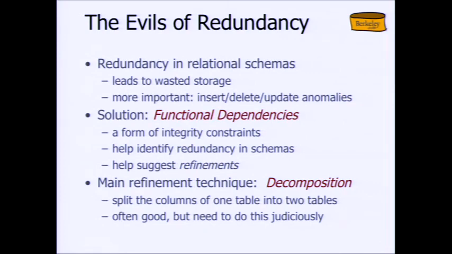And the main refinement technique we'll talk about based on these functional dependencies is decomposition, which is to take a wide table and break it apart into two less wide tables that cover the columns of the original table. And this is often a good thing to do, but if you go nuts with this, you end up with tons of tables, each of which has 2 columns, or maybe 3 columns. So you can really break things down too far, and you get this very ragged-looking database with lots of little skinny tables.